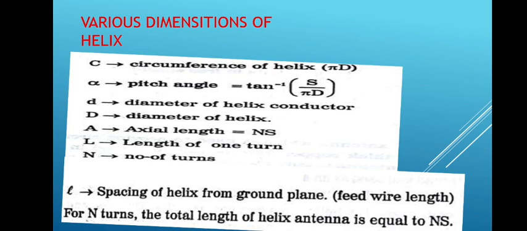So L is the spacing of the helix from the ground plane, and the feed wire length for n turns, the total length of the helix, is equivalent to n times S, which is indicated there as A, the axial length, that is called.